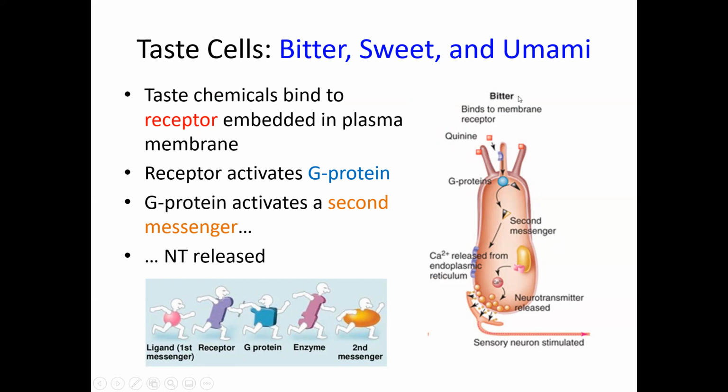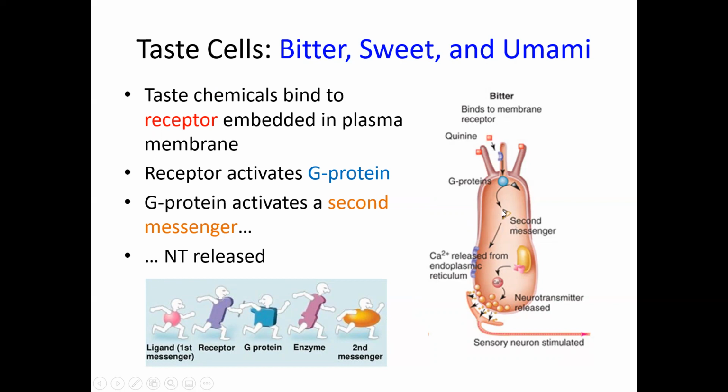Okay, so for example, bitter, one of the things that it responds to is guanine, and guanine is going to bind to a receptor that is located on the outside of the cell. And it's what we call a G protein coupled receptor. You've already seen G protein coupled receptors. We talked about them before, but we'll go through them twice more during this lecture. Once the chemical, in this case guanine, binds to the receptor, that's going to activate a G protein, which will activate an enzyme that causes the creation of a second messenger.